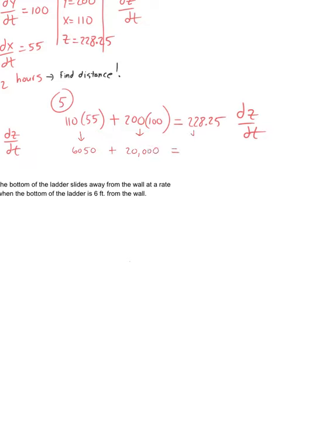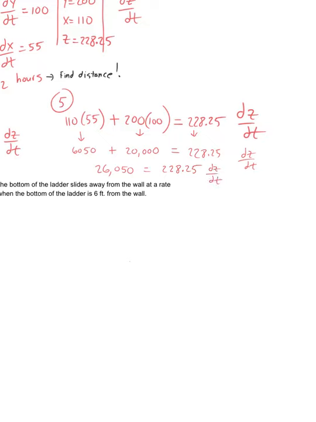Okay, the 228.25 will come down, and then dz/dt comes down. All right, so now if I add these together, that's going to give me a fun number, 26,050 is equal to 228.25, and then we bring down dz/dt again.